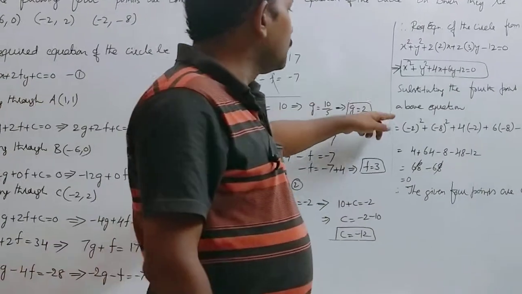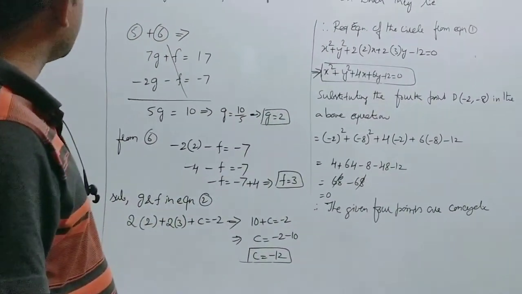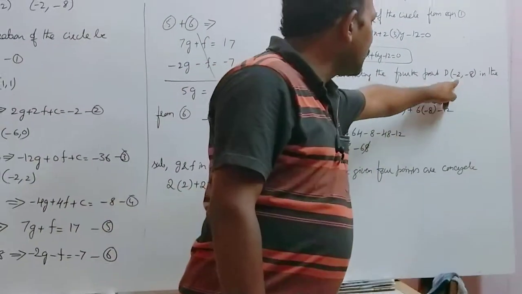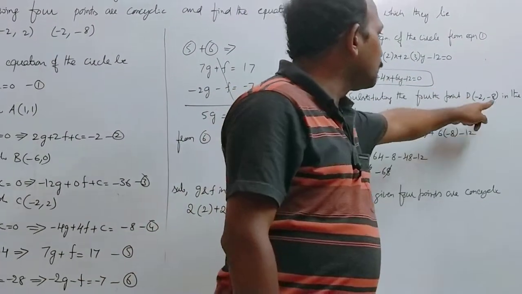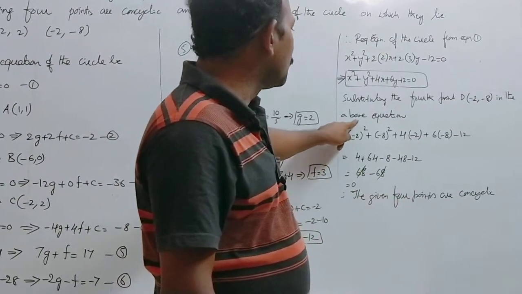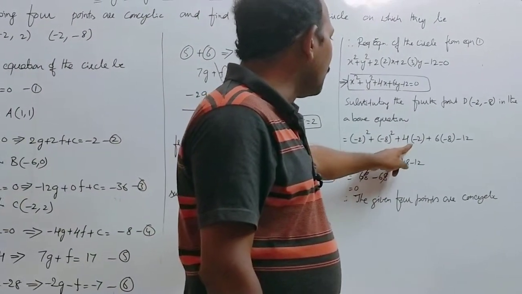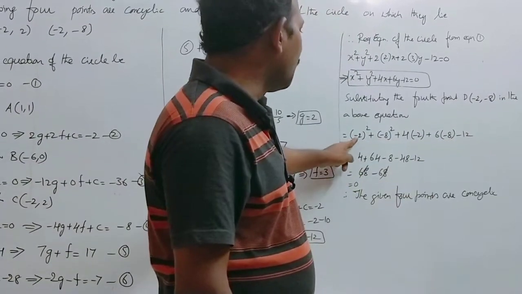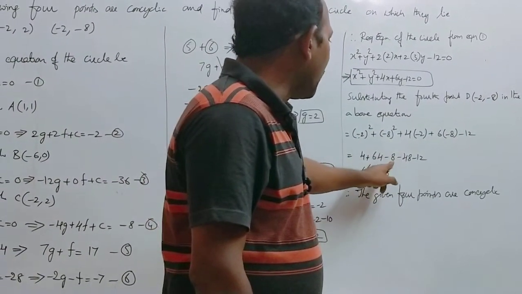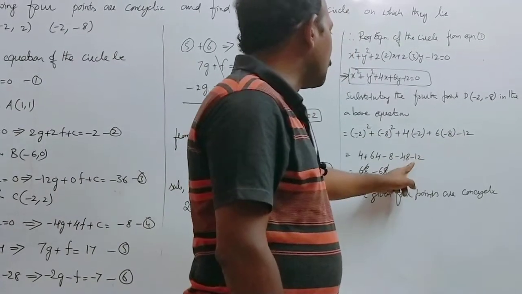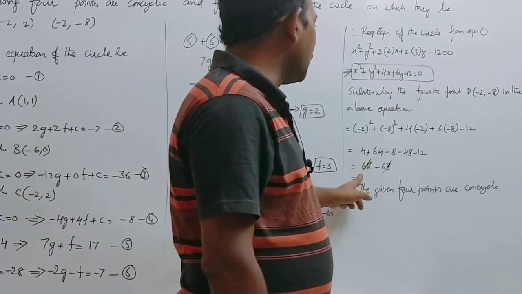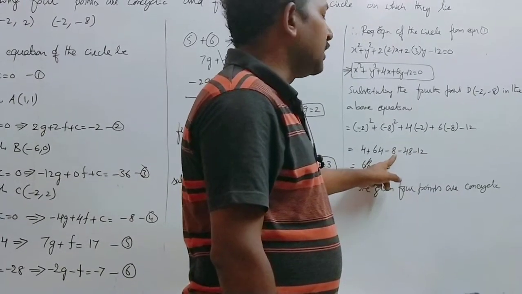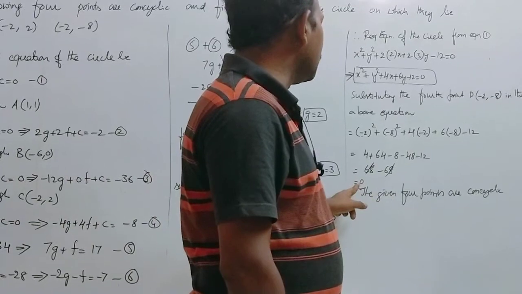Therefore, let us substitute the value of (-2, -8) in the equation of this circle. In place of x, we substitute -2, and in place of y, we substitute -8. So that (-2) whole square, (-8) whole square, 4 into -2 plus 6 into -8 minus 12, which is nothing but 4 plus 64 minus 8 minus 48 minus 12. 64 plus 4 is 68, and 48 plus 12 is 60, plus 8 is 68. Plus 68 minus 68 gets cancelled. That is equal to 0.